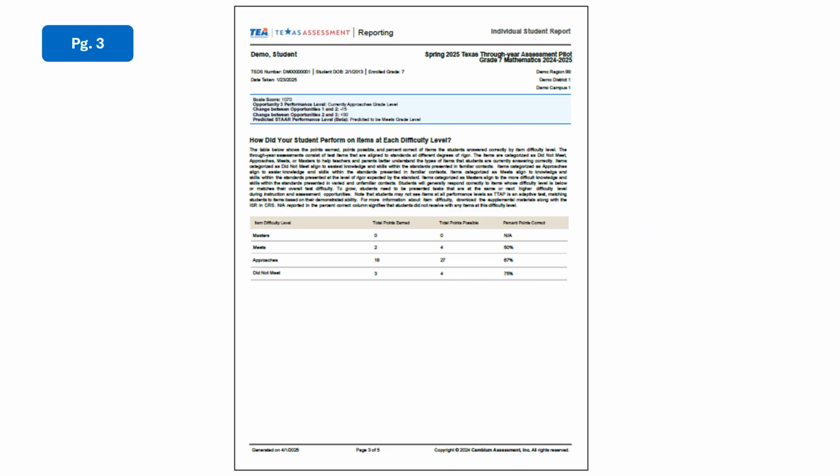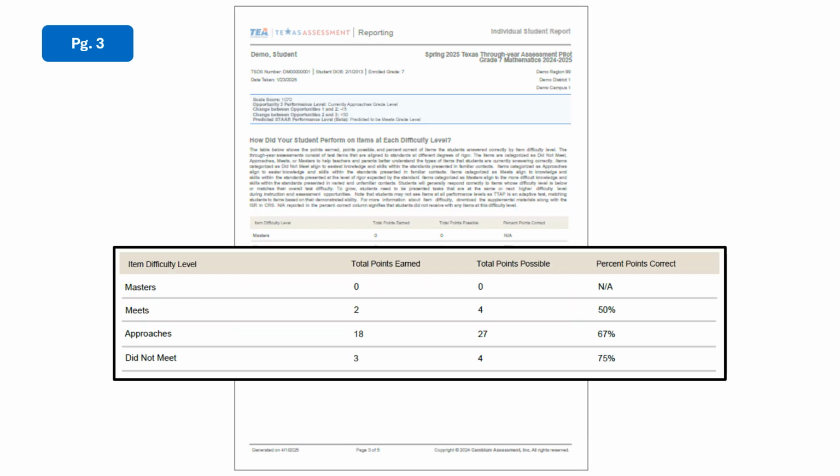The third page shows each student's performance on test items or questions at different levels of difficulty. Each question is assigned a difficulty level of did not meet, approaches, meets, or masters. You can see the total points the student earned and the points possible in each difficulty level. While the majority of questions on TTAP are worth 1 point, there are a small number that are worth 2 points. The last column shows the percentage of points answered correctly at each difficulty level.